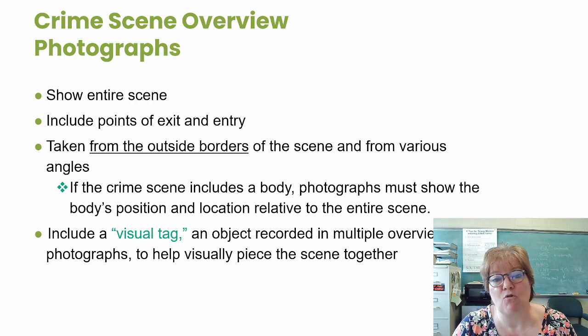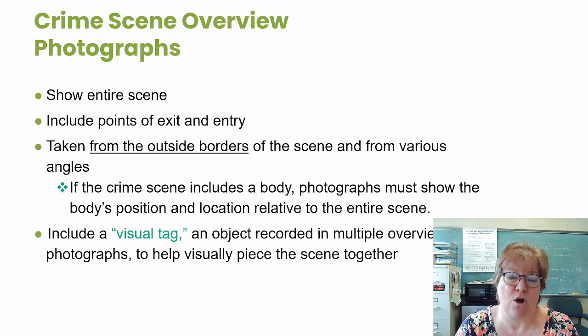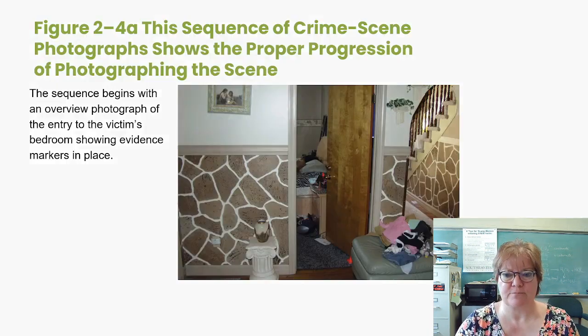If there is a crime scene with a body, the photograph should show where that body was in relationship to the entire scene. Ideally, all of these pictures should have some kind of visual tag, some item that is in the overview photograph and the medium range and the close range, so that you can see how they all connect. So it's like something that's in everything. A lot of times we use cones or markers, but it could be some other object.